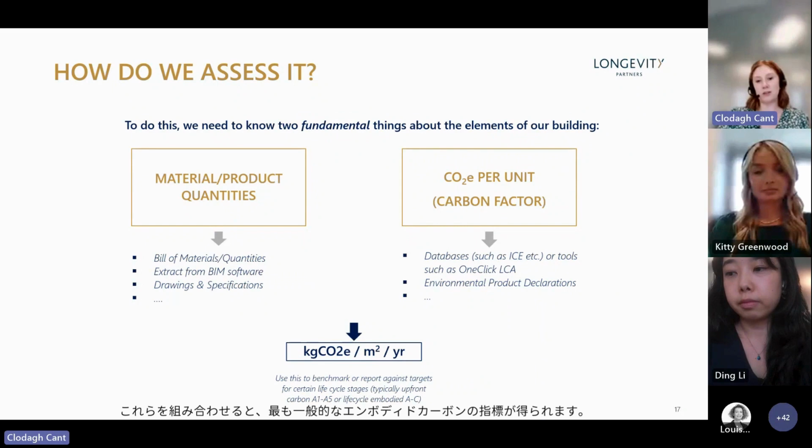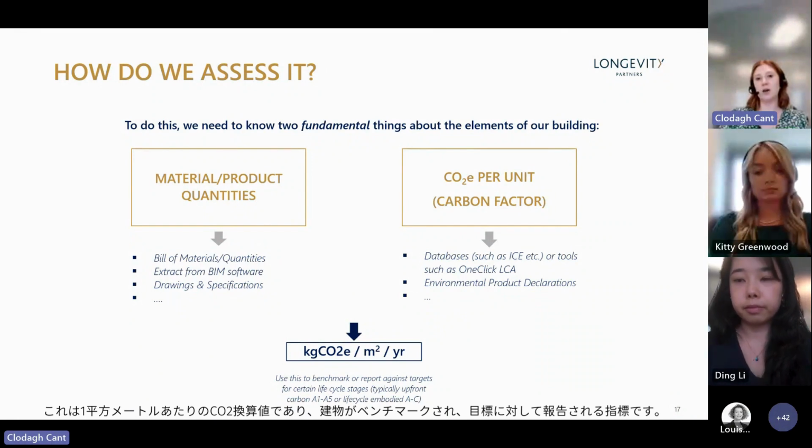When we bring these two together and we combine them, we get the most common metric for embodied carbon, and this is kilograms of CO2 equivalent on a per meter squared basis. Sometimes you'll see this also done on a per year basis, and that's typically done in Europe. But this is the metric that you will see your buildings being benchmarked against and being reported against certain targets.